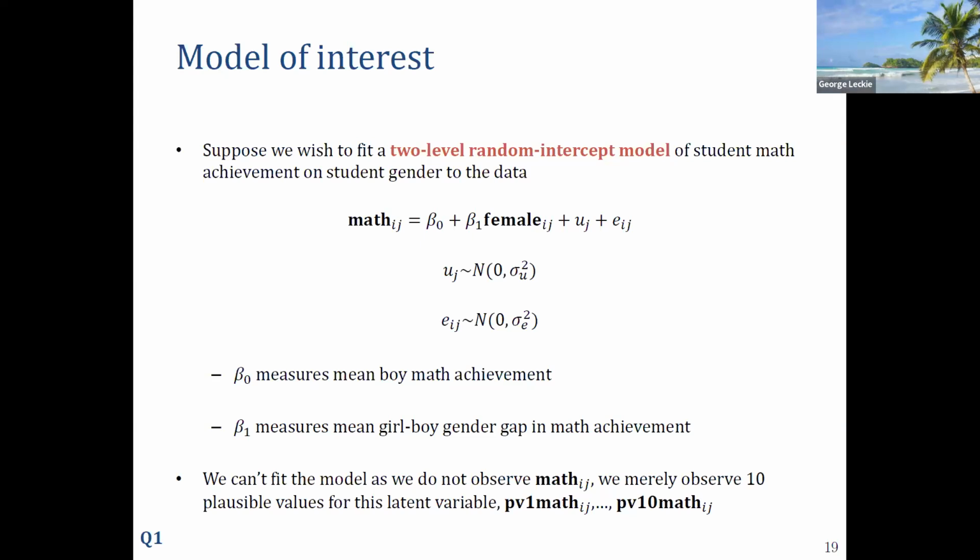So if we did observe students' maths scores, that's it, they're done. End of lecture. The problem is we don't observe student math scores. All we observe are these 10 plausible values, these 10 guesses or estimates, and they're all different. So what are we going to do?